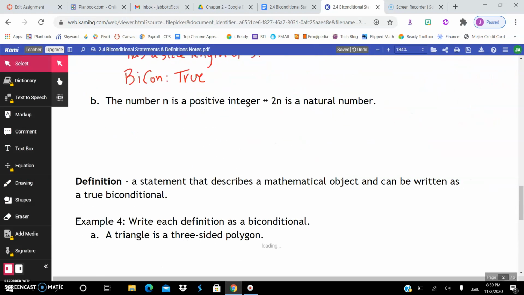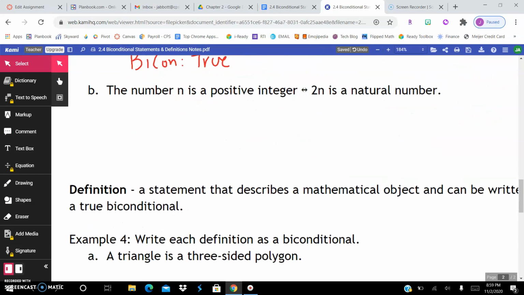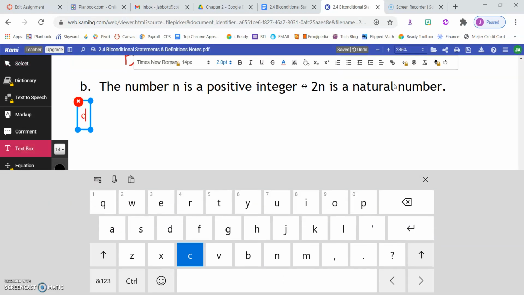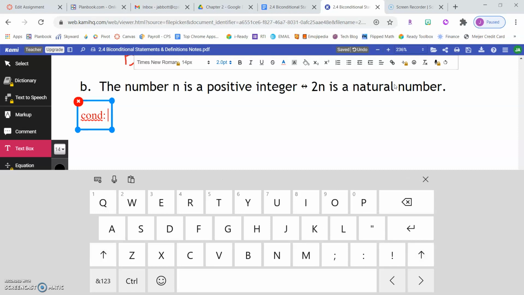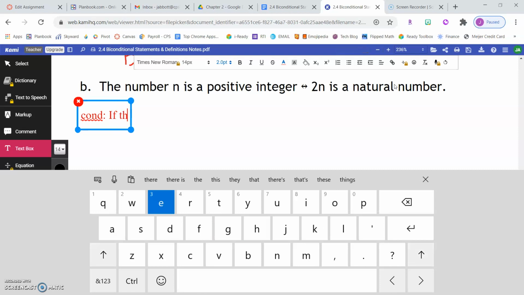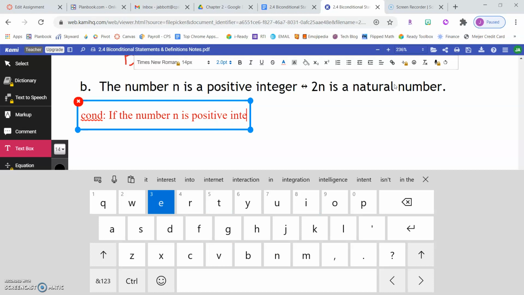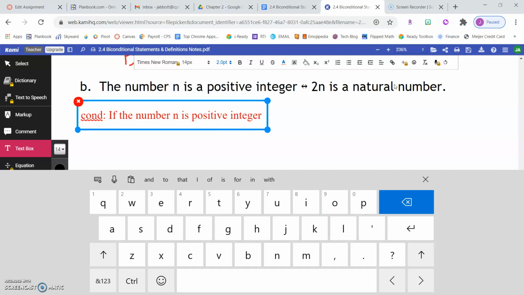And then for part B, the number n is a positive integer if and only if 2n is a natural number. So the conditional would be: if the number n is positive, then 2n is a natural number.